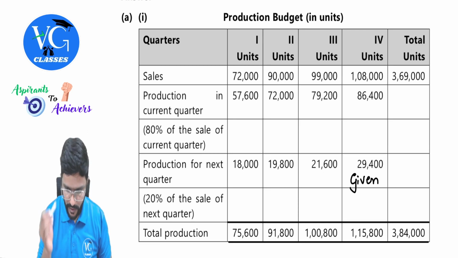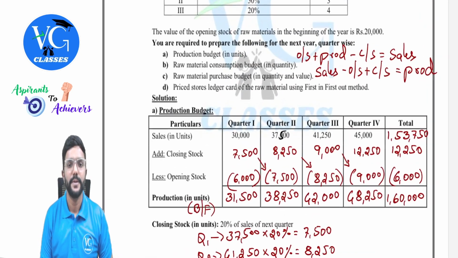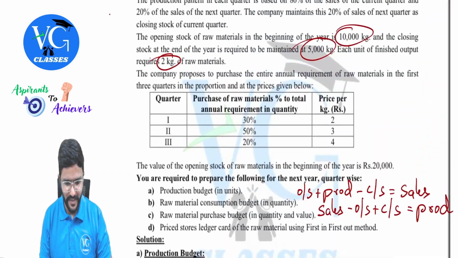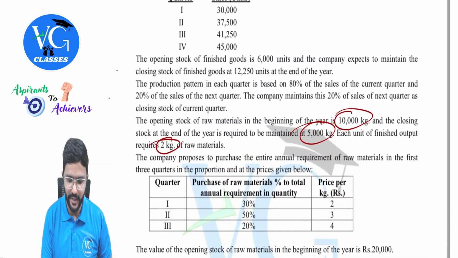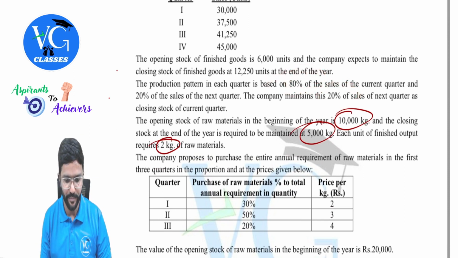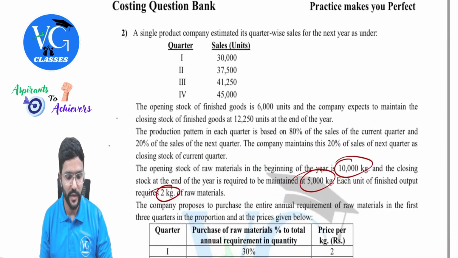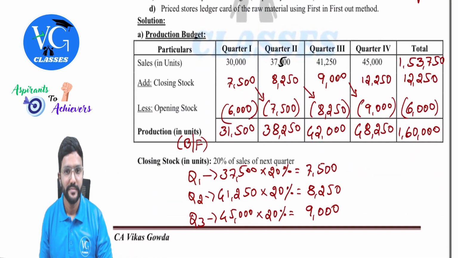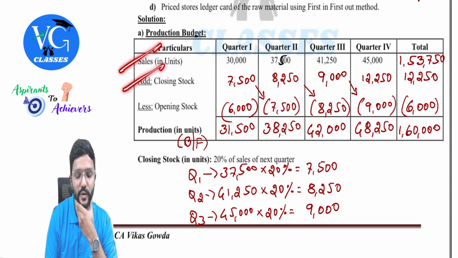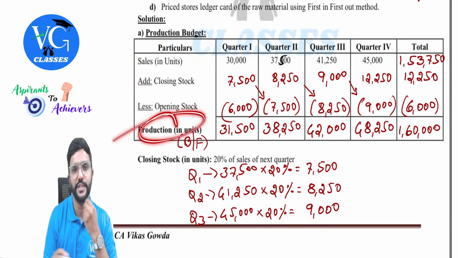I will just show you. We would have done this in the class. Similar data. Here also same pattern. You can see 80% of current quarter, 20% of next quarter, same pattern. Question number 2 in budget chapter. What did we do there? Sales, add closing stock minus opening stock. We got production.